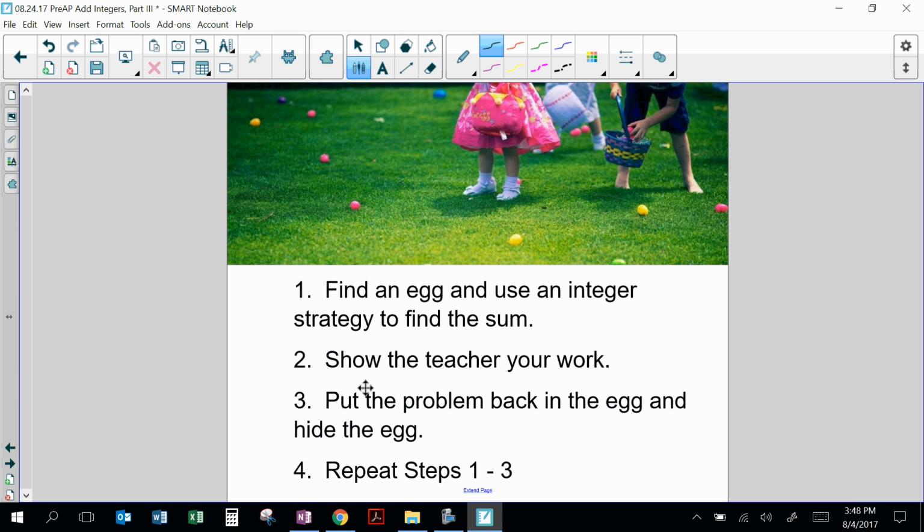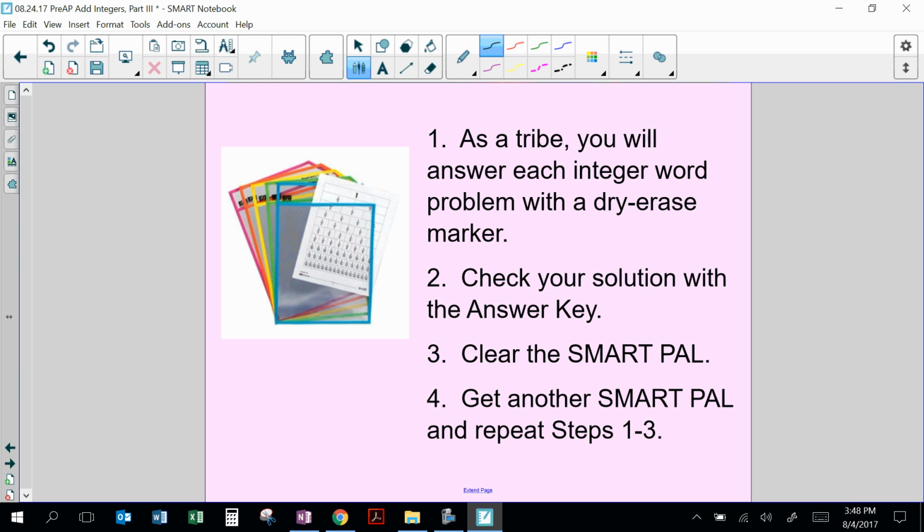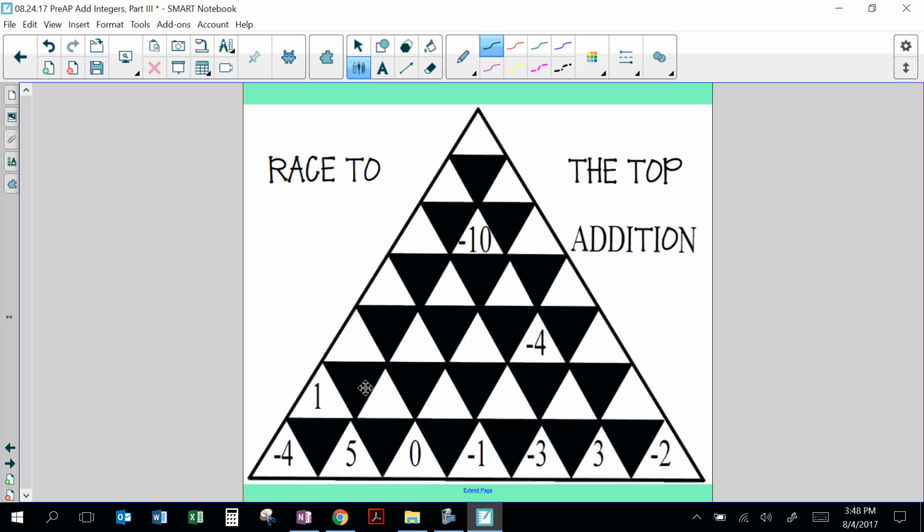So Easter egg hunt. And then our second activity is you're going to be working with your tribe on 6 word problems, and you're going to answer them. And then the back of it has the answer to check your work. And our last thing we're going to do is called Race to the Top Addition.